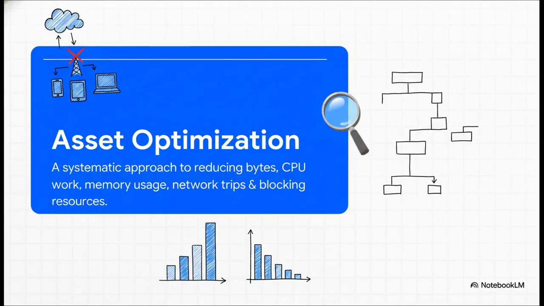And look, this goes way, way beyond just compressing a few images and calling it a day. Real asset optimization is a systematic strategy. We're talking about looking at the whole picture, reducing the bytes that get downloaded, cutting down on CPU work, using less memory, and minimizing those back and forth network trips. We're making the entire process smarter and a whole lot leaner.